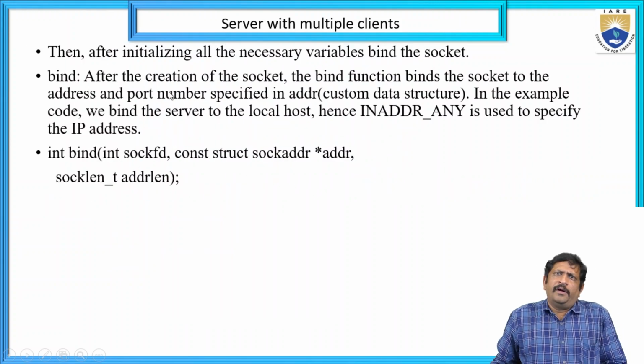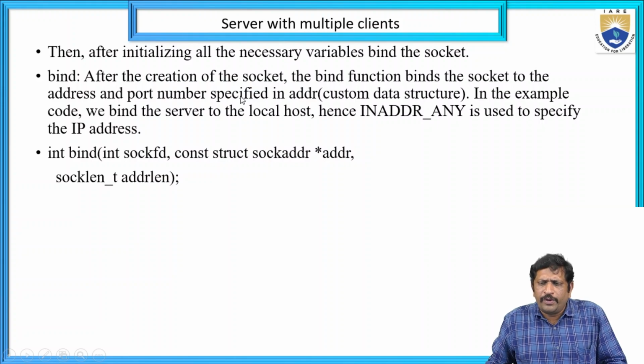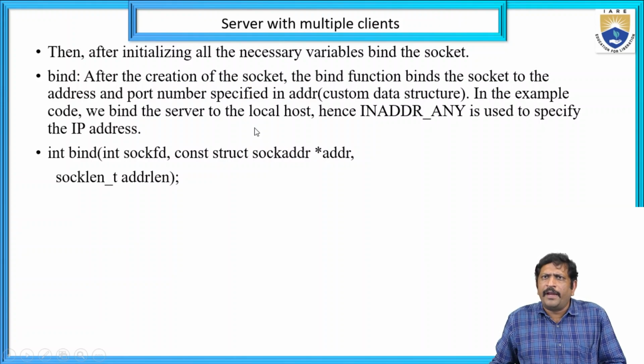Here, after initializing all the necessary variables, we bind the sockets. Binding means that after the creation of the socket, if we want to establish communication from client to server, we have to bind the socket. The bind function binds the socket to the address. That means it binds the socket address and port number specified in address, which is a custom data structure.